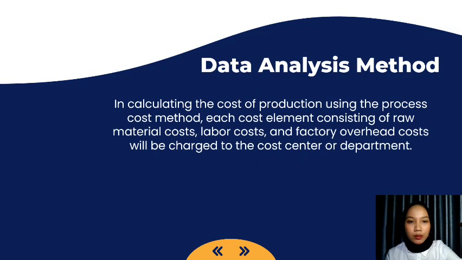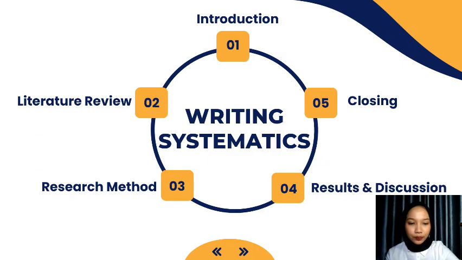Data analysis method. In calculating the cost of production using the process cost method, each cost element consisting of raw material cost, labor cost, and factory overhead cost will be charged to the cost center department. Writing systematic. The writing systematic is used to provide an overview of the problem that will be discussed in outline. The following is the writing systematic of this final project. Chapter 1 is introduction. This chapter describes the background of the problem, problem formulation, objective and benefit, methodology, and systematic of writing this final project.